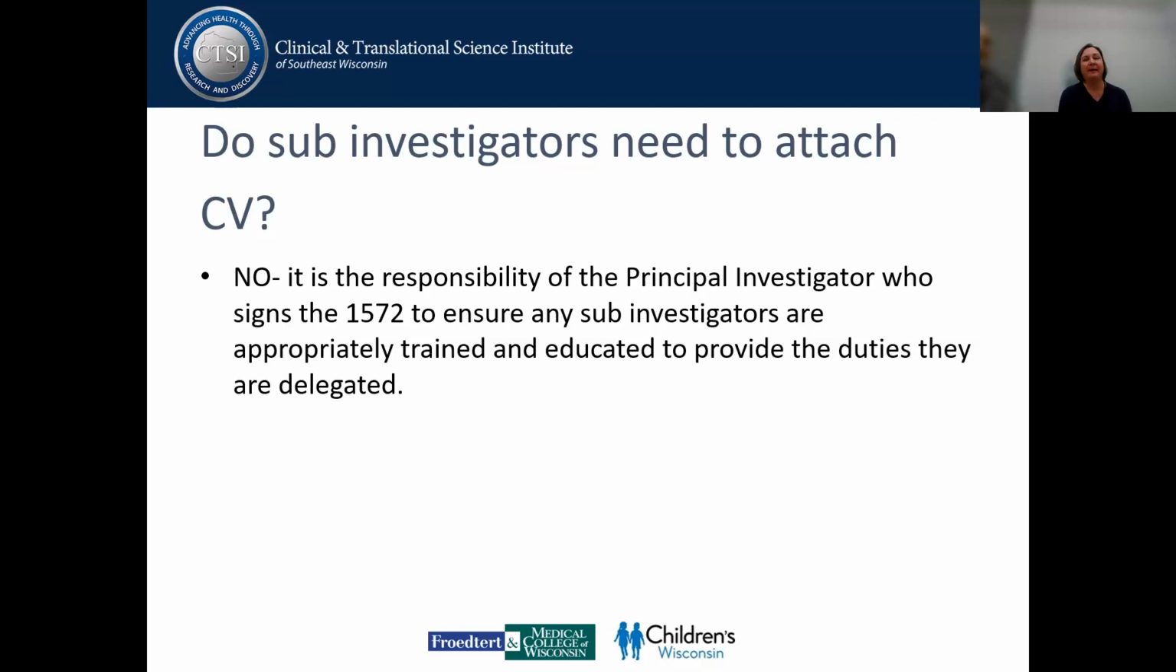So, another common question is, do sub-investigators, so people who are still on box 6, do they need to attach a CV? And the answer from the FDA is no. You do not need to attach the sub-investigator's CV when submitting it to the FDA. Now, that does not mean that you're not going to have sponsors that ask, but technically, according to the 1572, the principal investigator who signs the 1572 is responsible for ensuring any sub-investigators have the appropriate training and education to provide the duties that they are delegated. So again, you can whip out this handy dandy document when people want additional CVs.